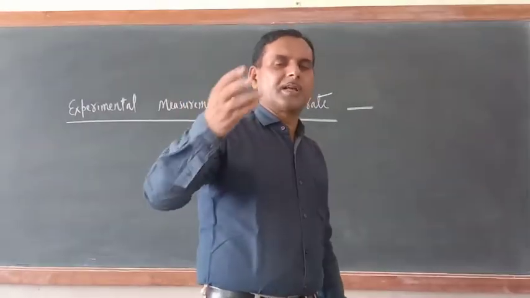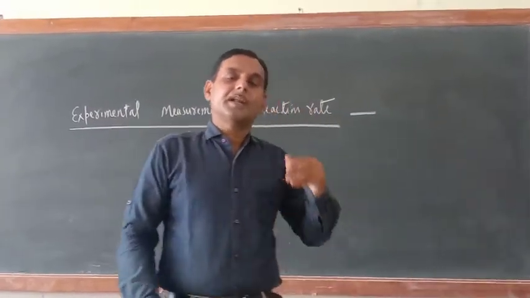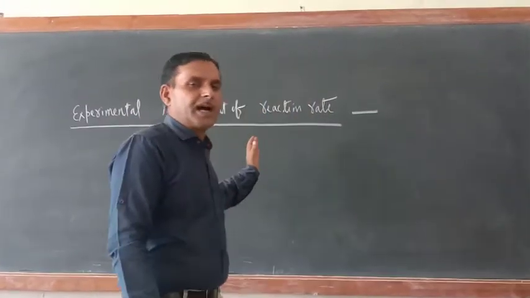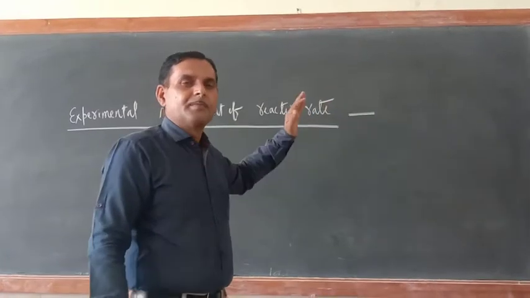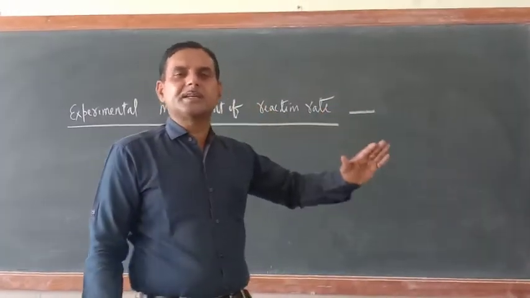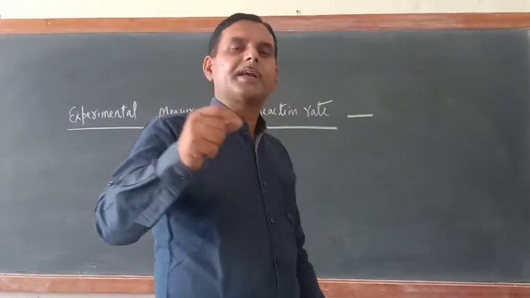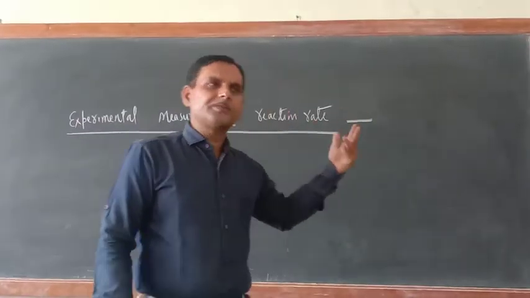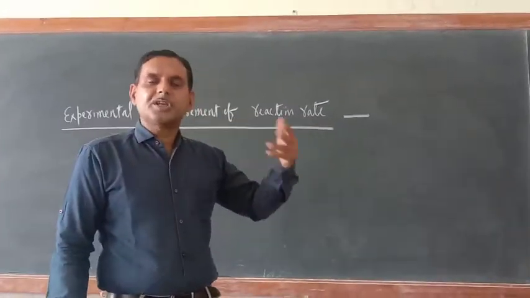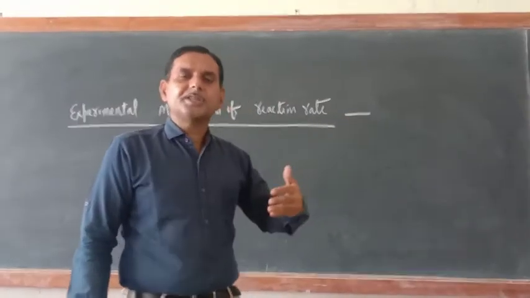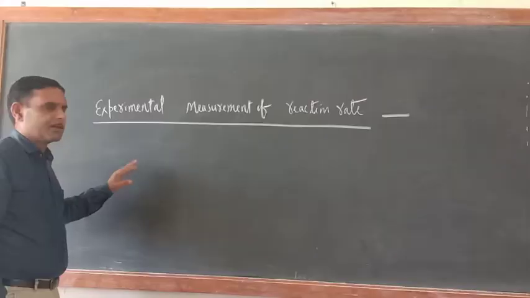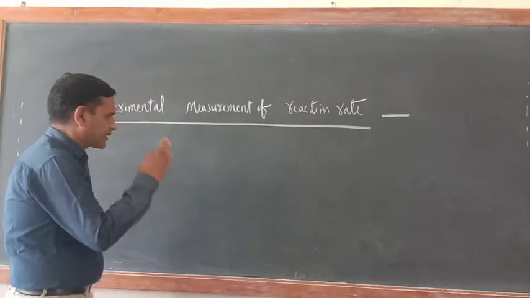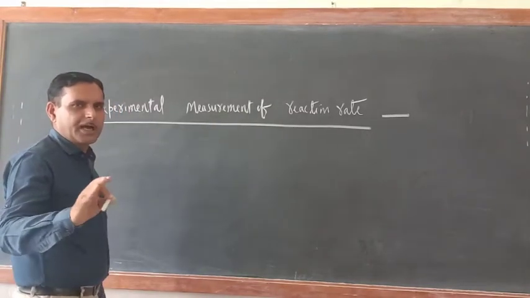Another method is also there. There are some other observable properties of the reactant. What are these? Change in the pressure, change in the volume. The first method which I discussed here is the change in the concentration. Generally, rate of reaction is measured or calculated by considering the change of concentration of reactant. But some other observable properties are also there, like change in pressure, change in volume, etc. Before teaching this, experimental measurement of reaction rate, let us have one idea about the graphical plot.